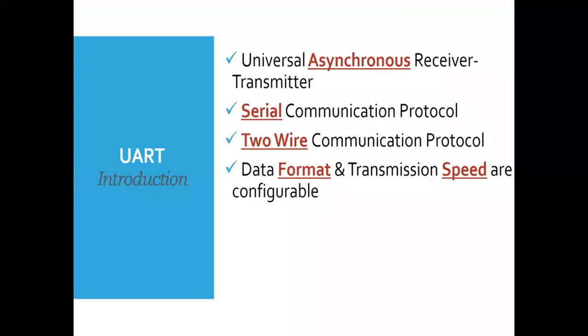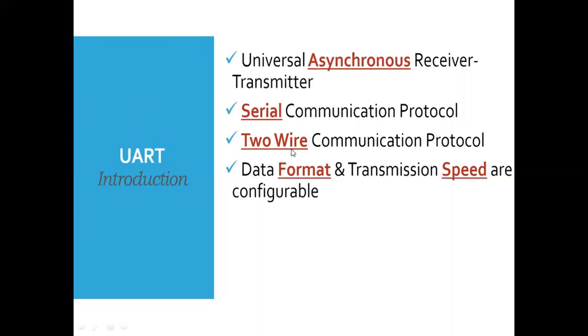We will discuss the UART. UART is one type of onboard communication protocol. UART stands for Universal Asynchronous Receiver and Transmitter. This is a serial communication protocol. It is a two-wire communication protocol, that means two wires will be there: one is transmit data and one is receive data. And ground is common for both transmitter and receiver.